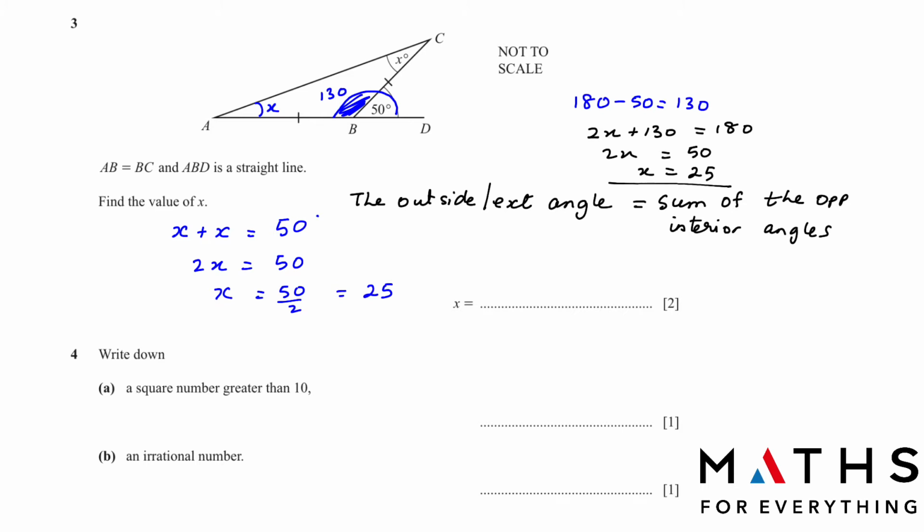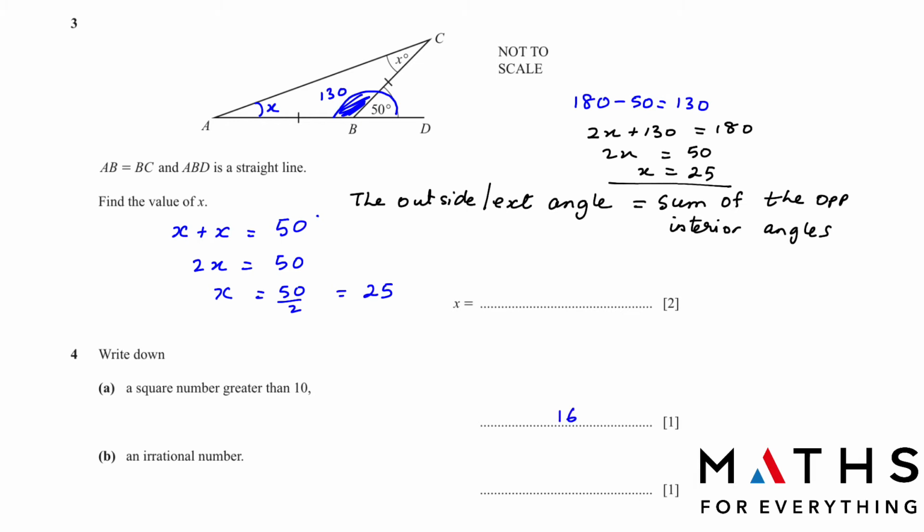Question number 4. Write down a square number greater than 10. This is a very easy question. You know what square numbers are. 1 multiplied by 1, 2 multiplied by 2, 3 multiplied by 3. So 4 multiplied by 4 is 16. 16 is greater than 10.